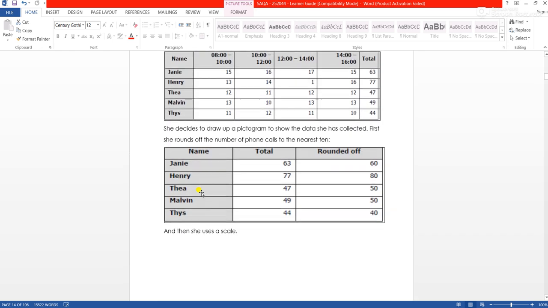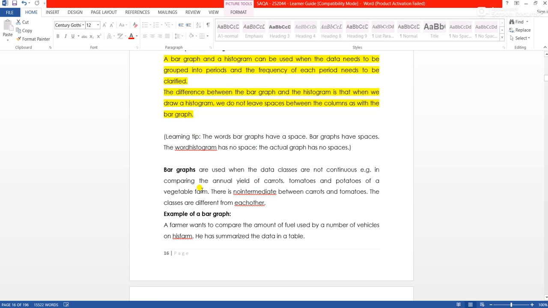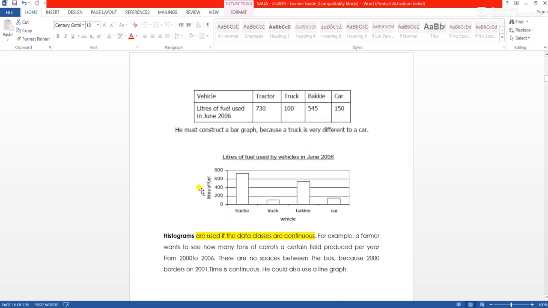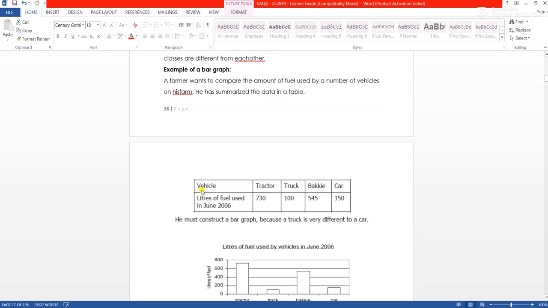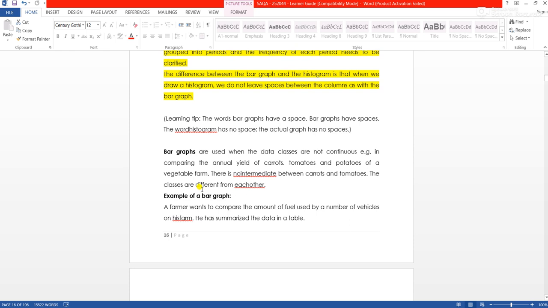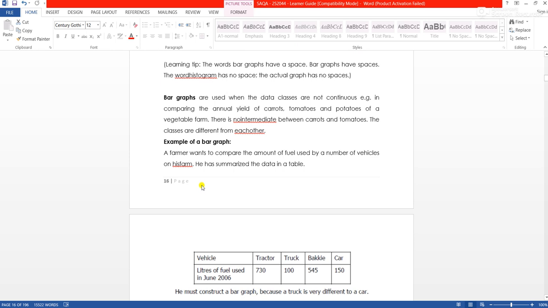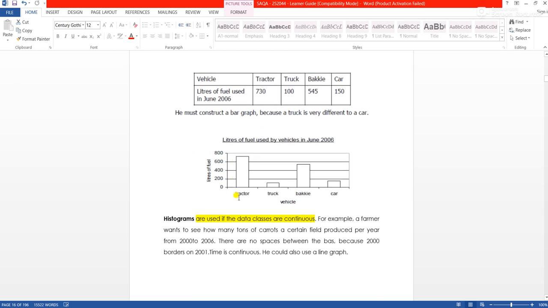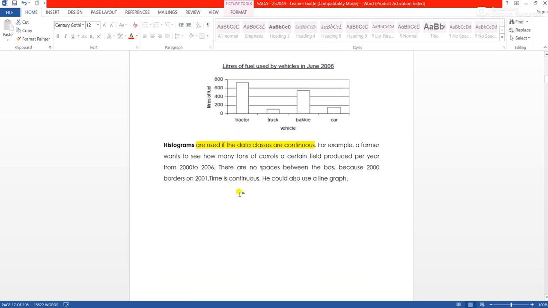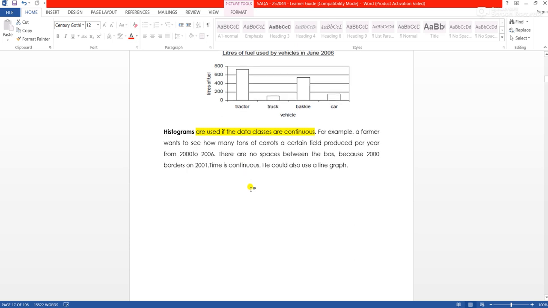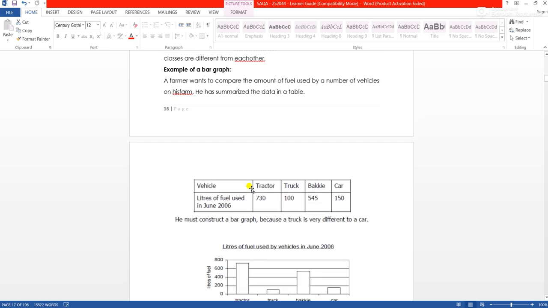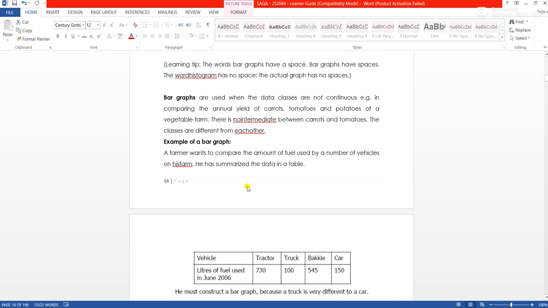Moving right along, these are just features or pointers regarding the bar graphs and histograms; you can go through this. It will give you further information about histograms and bar graphs. I just highlighted the most important points, like for instance, histograms are used if the data classes are continuous. There's an example given, part of a bar graph.